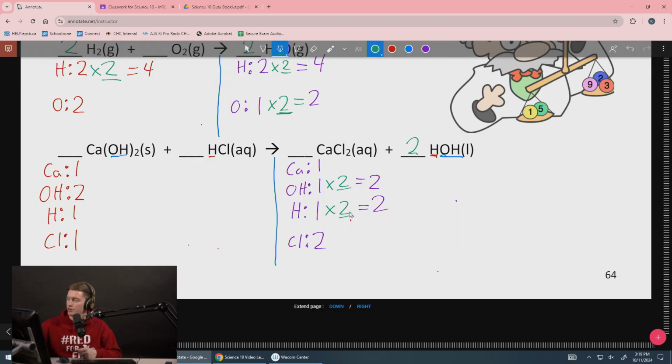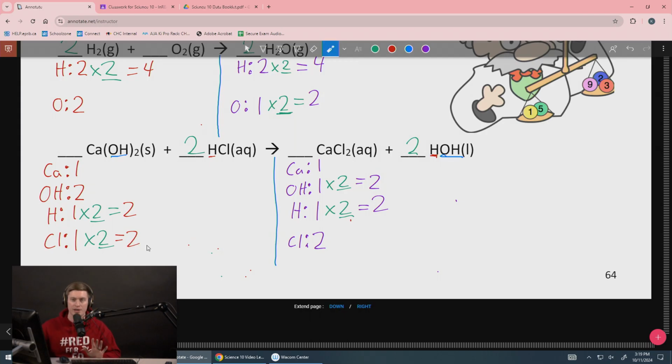Well, now my hydrogens aren't balanced. I have 2 hydrogen on my product side. I need to get to 2 hydrogen on my reactant side. To get from 1 to 2, I should multiply by 2. If I'm multiplying this hydrogen by 2, then the molecule that the hydrogen is part of, the hydrochloric acid, the HCl, needs to get this 2 put in front. That's how I can multiply it by 2. But this 2 doesn't just multiply the hydrogen, it also multiplies the chlorine. Which actually brings us to a balanced equation.